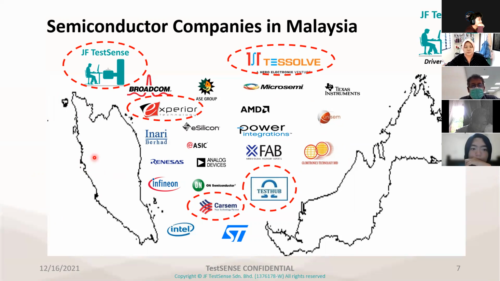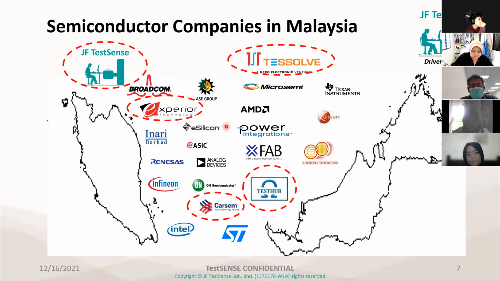You have some local ones like Kasem and Unisem who are contractors for the multinationals. And then in the south side, we have ST Micro and Infineon as the major semiconductor MNCs. Then we have service providers for the semiconductor factories, like local ones such as Test Hub, which is in Malacca. Just now I mentioned Kasem, also a test development entity. Then of course there is us, TestSense.